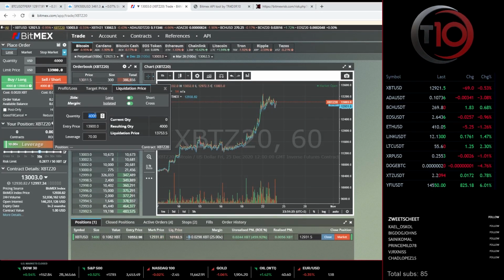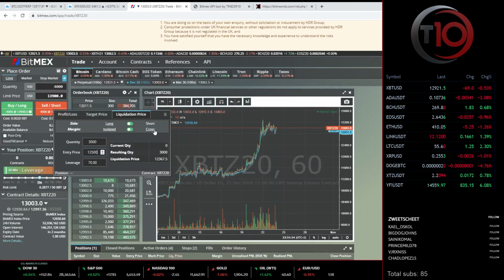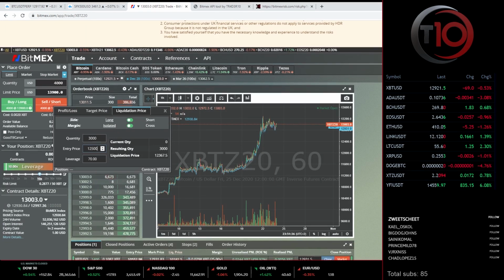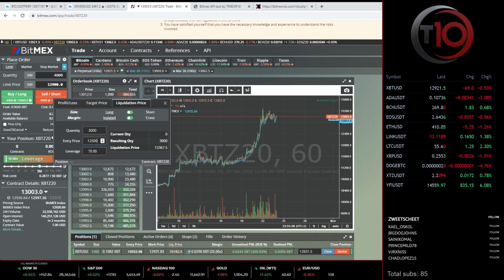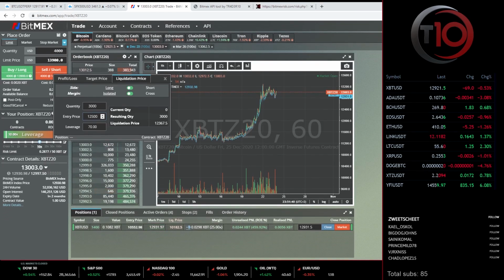There-ish, yeah. So this doesn't matter, but let's just say 3K. My long entry is 12.5. So I want my liquidation price to be below my 12,400 stop loss. So this one will be valid. Let's say do 80x. This one is still valid. It's a little bit close, but 85, it's okay.